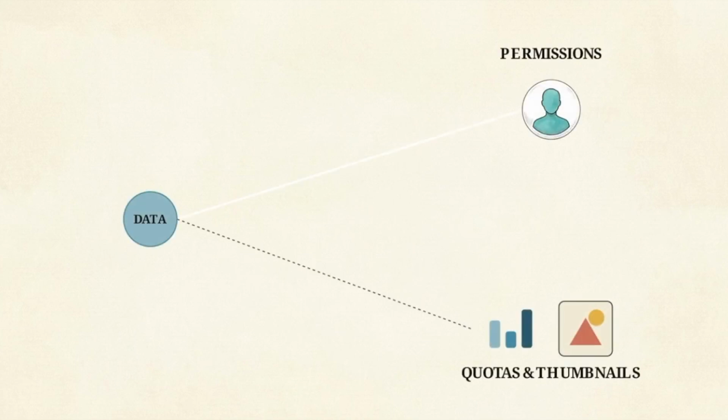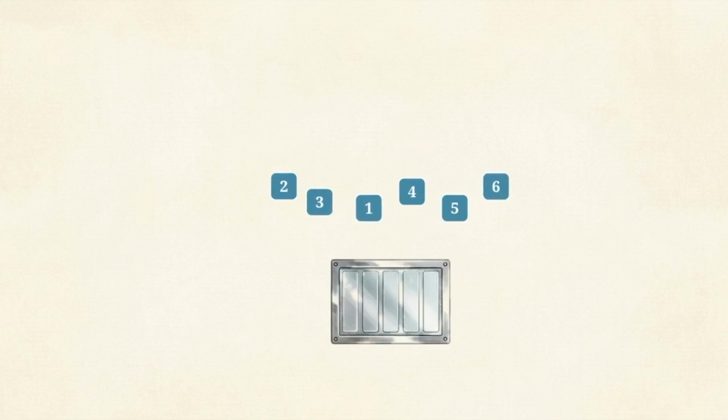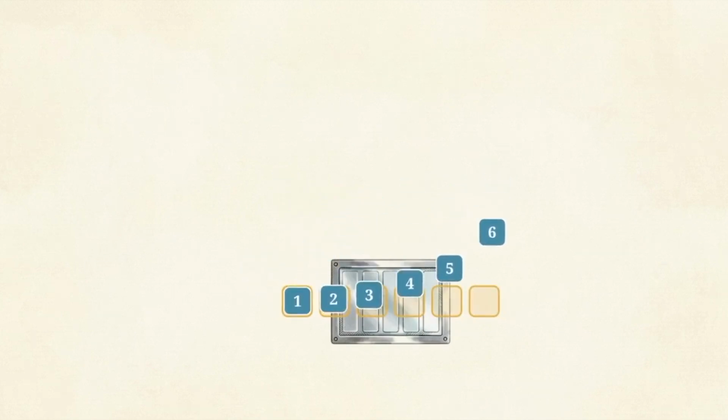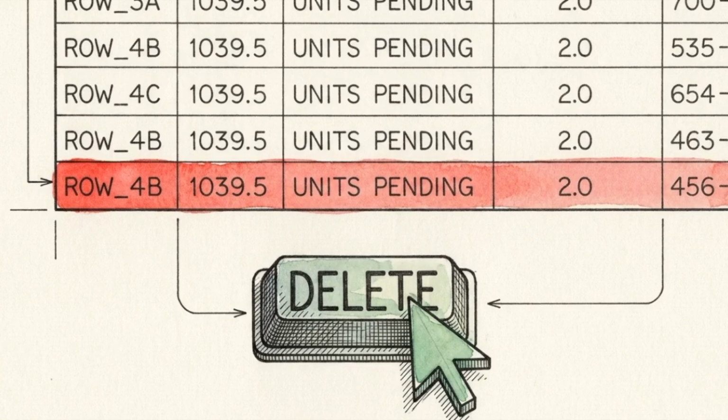The system manages different data types with different consistency models. Permissions require strong consistency to ensure security changes take effect immediately, while quotas and thumbnails can rely on eventual consistency to settle over a few seconds. Every component assumes that network events will arrive late, out of order, or twice. Background workers are programmed to handle these duplications and reconcile orphan data automatically.